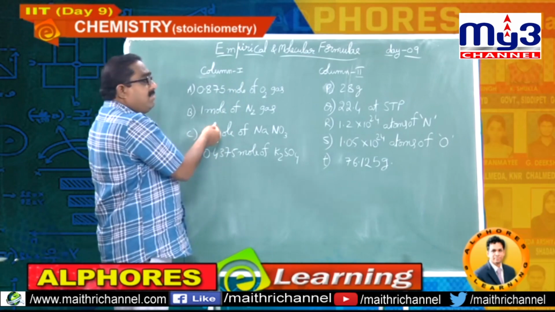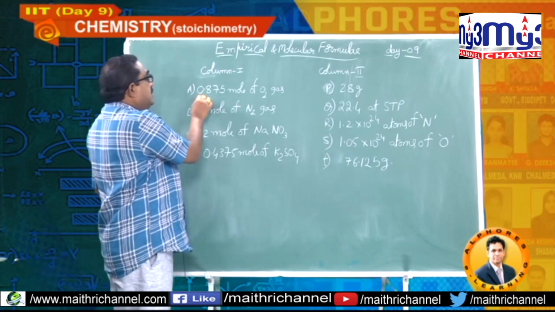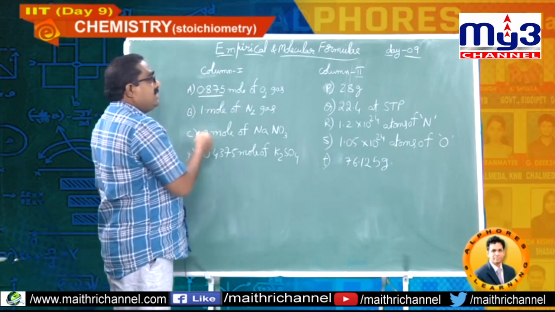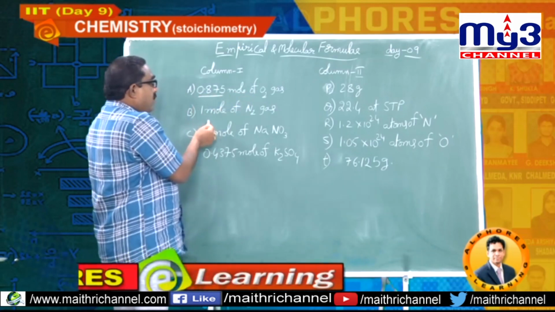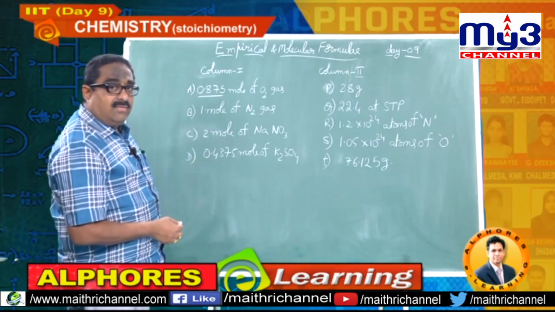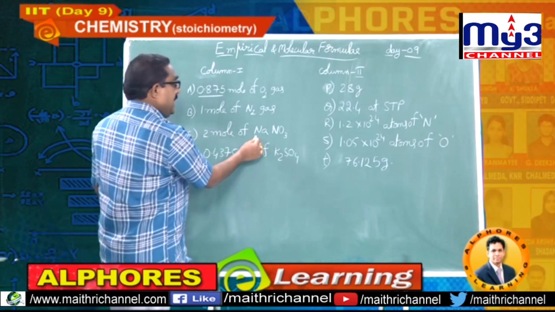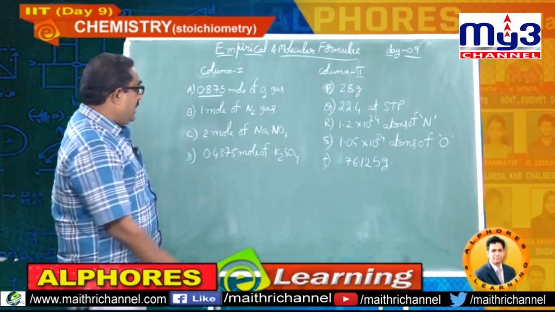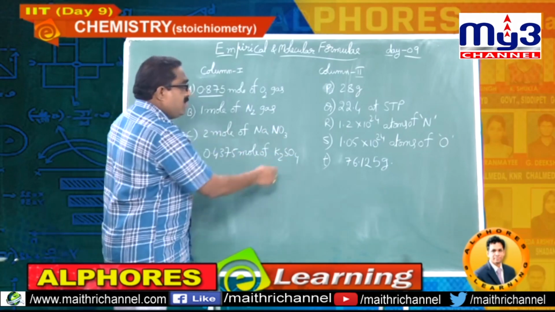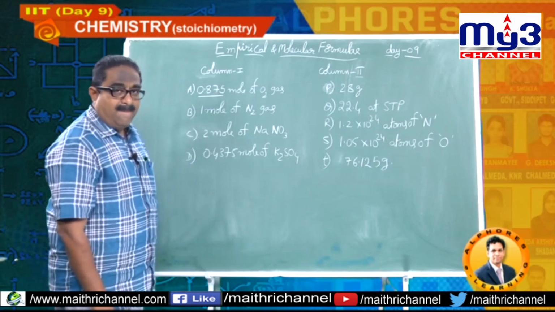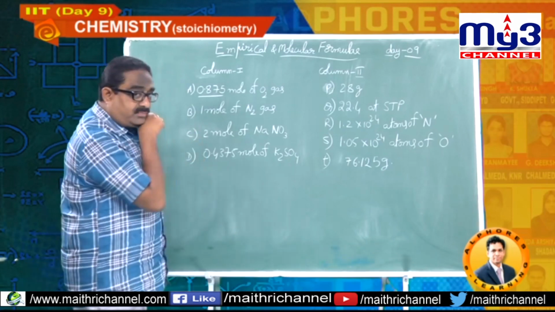In the first column, option A, 0.875 moles of oxygen. B, 1 mole of nitrogen gas, please note down. C, 2 moles of sodium nitrate, NaNO3. D, 0.4375 moles of K2SO4. I think I'll write it down.